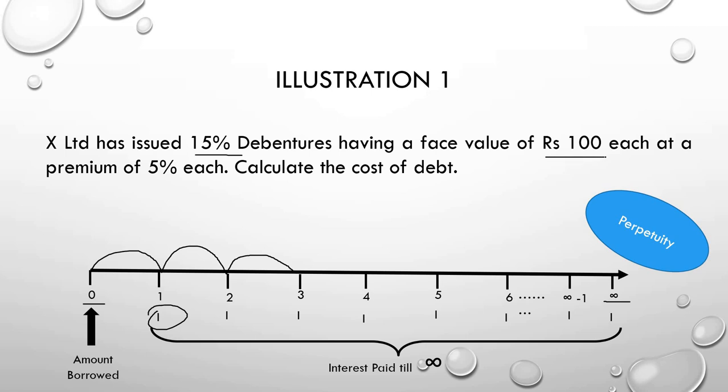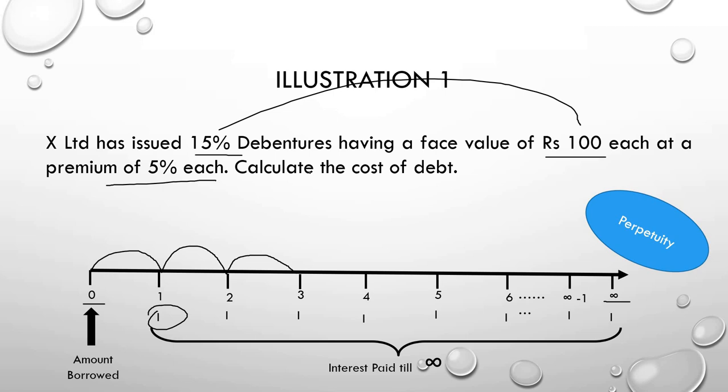As I have already told you, whenever we are issuing the debenture, interest is always paid at the face value. So if I calculate 15% of this 100, it will be 15 rupees. And the company is issuing the debenture of 100 rupees face value each at a premium of 5%. That means at the time of issue, the company is charging a premium of 5%, so the company is selling the debenture at 105.